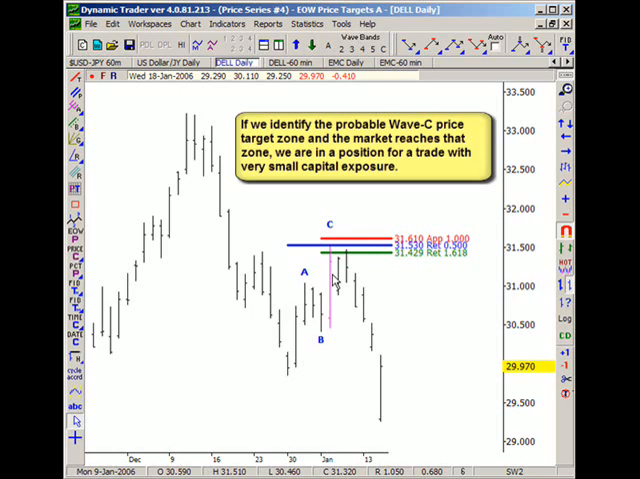And these setups happen in all markets and all time frames. And if we simply have the patience to wait for these kind of ideal setups, your trading results are probably going to increase and prosper dramatically.